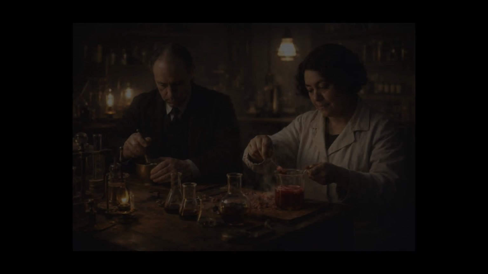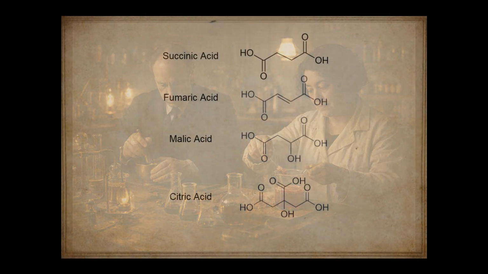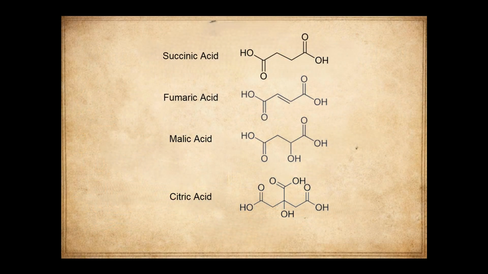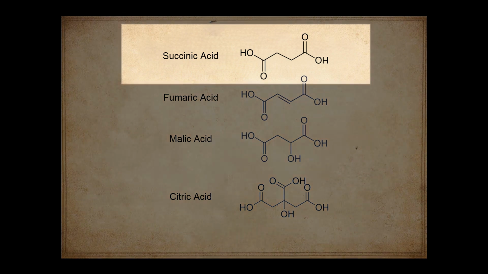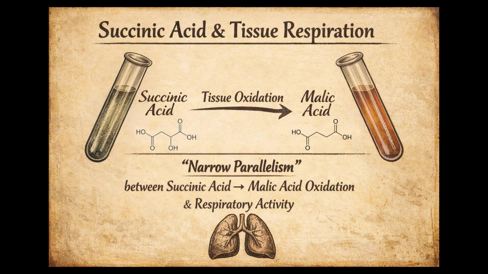After optimizing their animal muscle extract protocol in 1910, Batelli and Stern determined that adding succinic, fumaric, malic, and citric acids to frog muscles increased respiration. Specifically, they found that adding succinic acid could completely restore respiration in tissues that had lost their ability to respire. So the authors suggested that the potential of tissues for respiration could be assessed by using succinic acid, noting a narrow parallelism between a tissue's ability to oxidize succinic acid to malic acid and its respiratory activity.